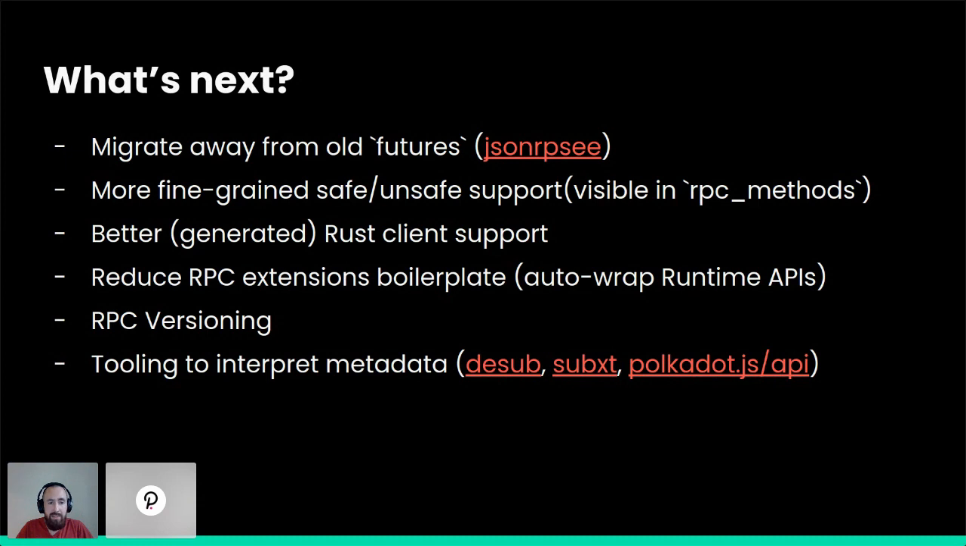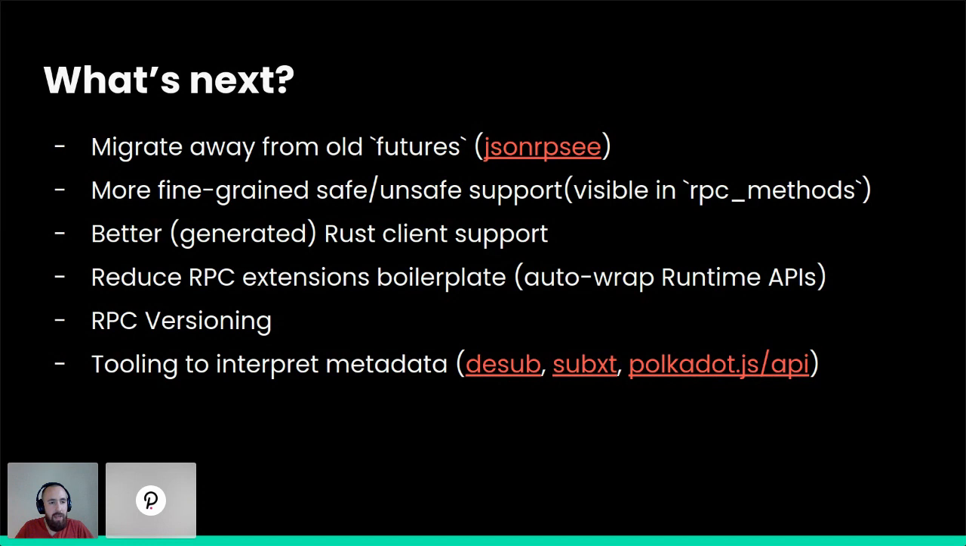Creating your own RPC extensions requires a bit of boilerplate code, as you have seen earlier. We had some discussions on making it easier to auto-wrap these runtime APIs into RPC calls. Versioning is something that has been discussed extensively many times as well. Currently, the API has been quite stable for some time, but we don't really have a good way of doing backward compatible changes, and that's something we want to solve at some point as well.